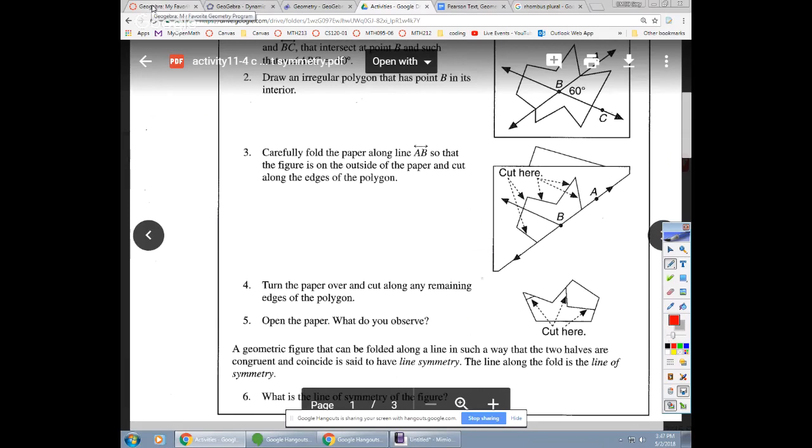It doesn't matter how long the lines are, but I would make them as long as possible because you're going to be folding the piece of paper on each line. You have to label one AB and the other BC, where B is where they meet. And they have to meet at a 60-degree angle. That's also important.